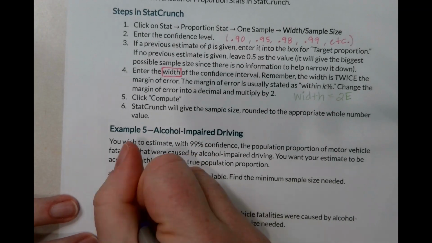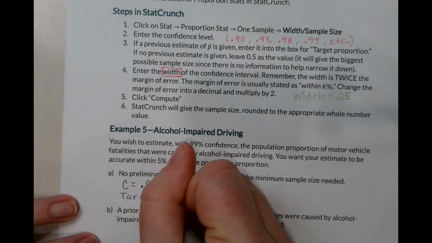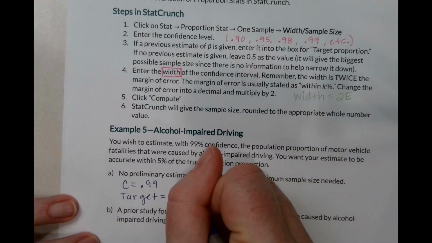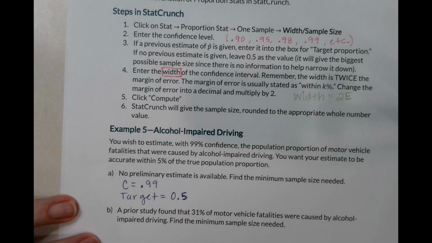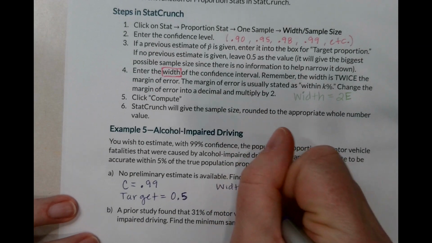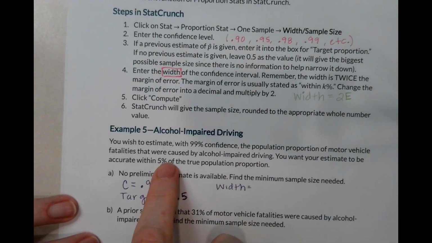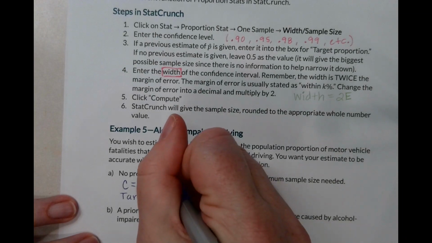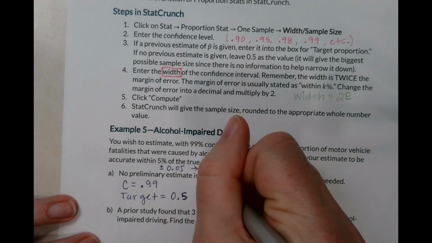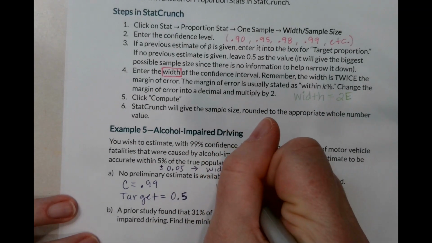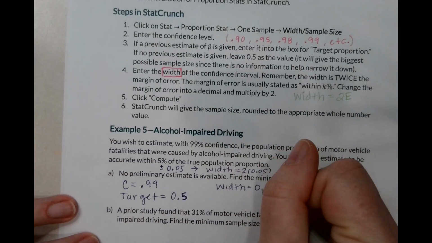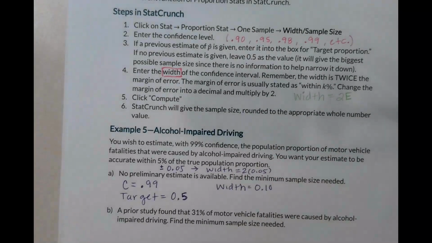I'm just going to write target, but the target proportion, we're going to leave the default of 0.5, and then the width, so within 5%, so that means plus or minus 0.05, which means the width is double that, which would be 0.10.